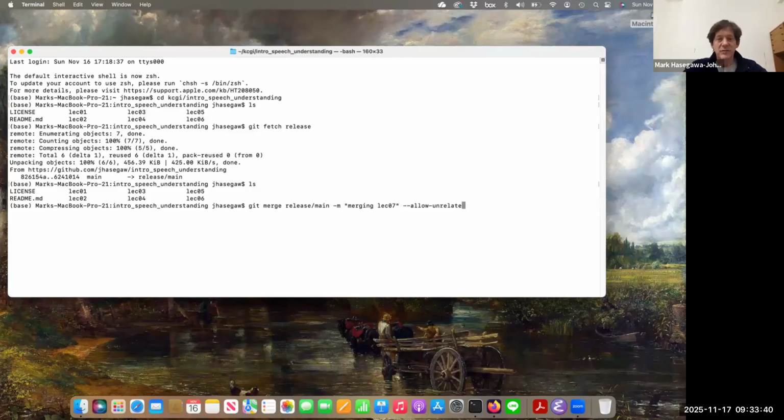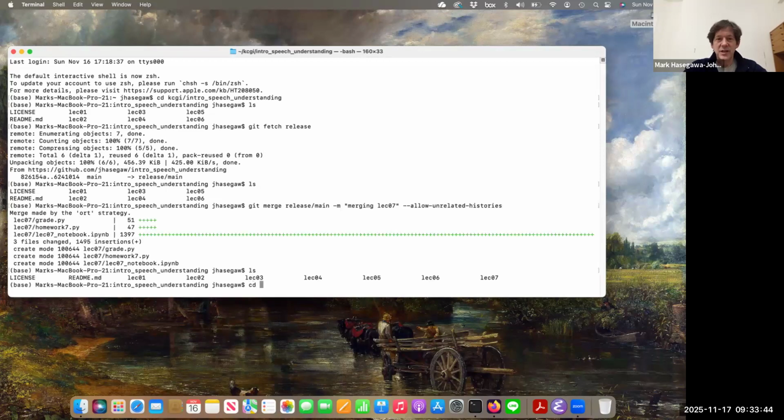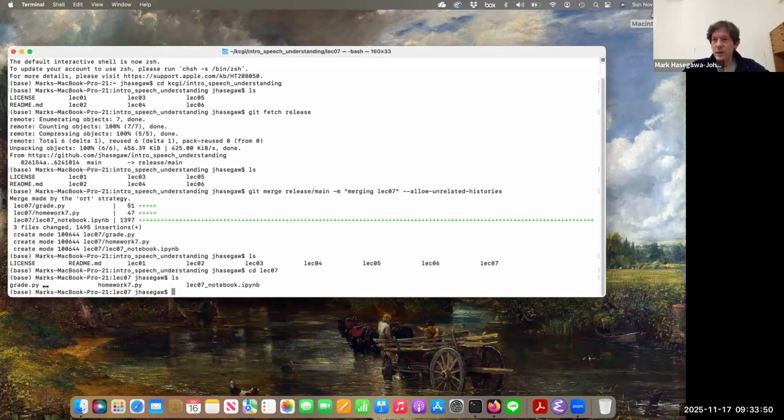That should merge everything. Now, if we list, we can see that lecture 7 exists, so we can change directories to lecture 7. In lecture 7, we see that there's a grade.py, a homework7.py, and a lecture 7 notebook. Since there's a notebook here, let's go ahead and open it.